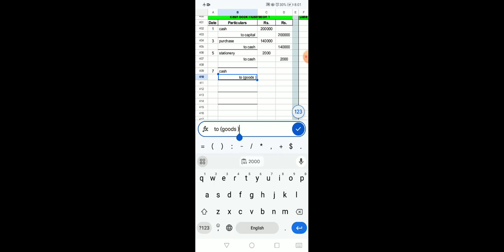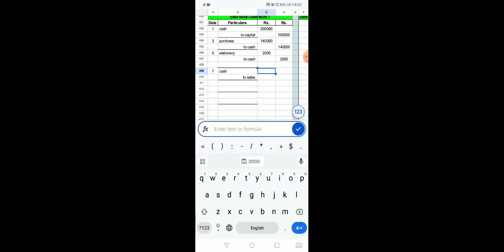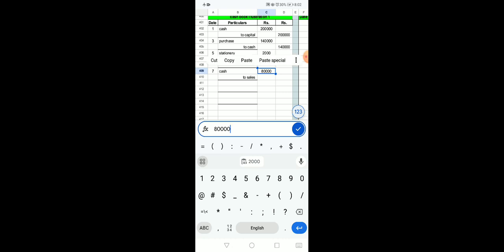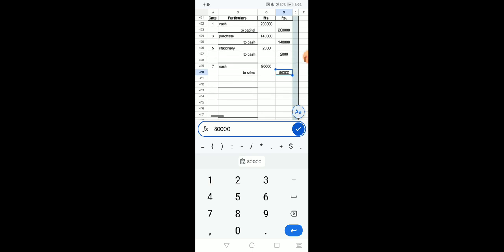But in accounting, we do not write goods. In place of goods, we write the working. What working we are doing, that is sales. So you will mention sales in place of goods. Now goods were just the reference. You may write it or you may delete it. It was just a reference. Entry is cash to sales. Now the 7th entry's amount is 80,000. So you will mention 80,000 on the debit side, and the same amount you will write on the credit side. This way the journal of entry number 7 is completed.